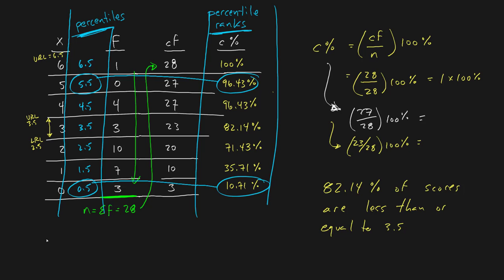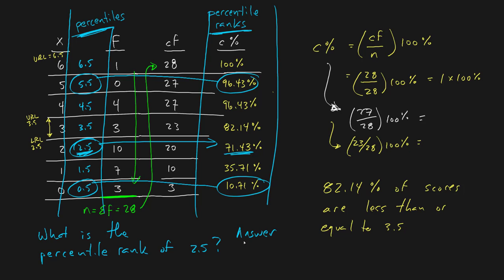If they were to ask me, what is the percentile rank of 2.5, then I would find 2.5, which is the upper real limit of this category. So I'd go to my 2.5, and then this is the corresponding percentile rank. So the answer would be equal to 71.43.